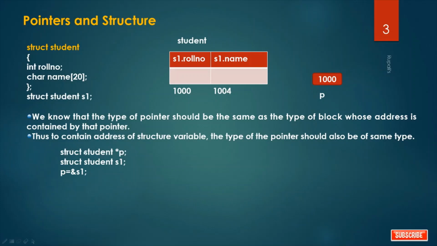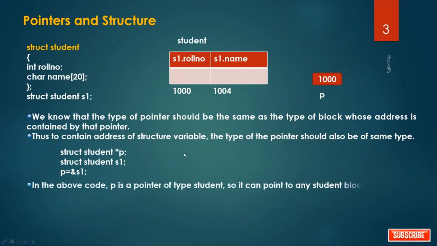Okay. And this one is struct student s1. This one is a normal variable of type student, and p can hold the address of student type. So to hold the address of s1, you have to write p equal to ampersand s1. So what is the base address of this student? It is 1000. So 1000 is stored in this pointer variable p, and the content of p is 1000.